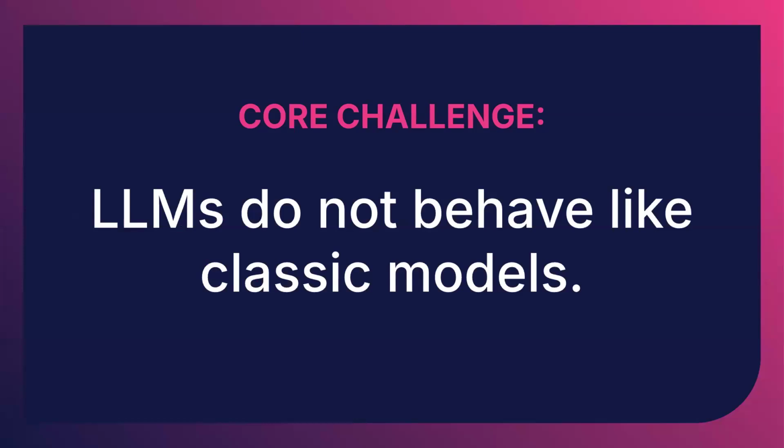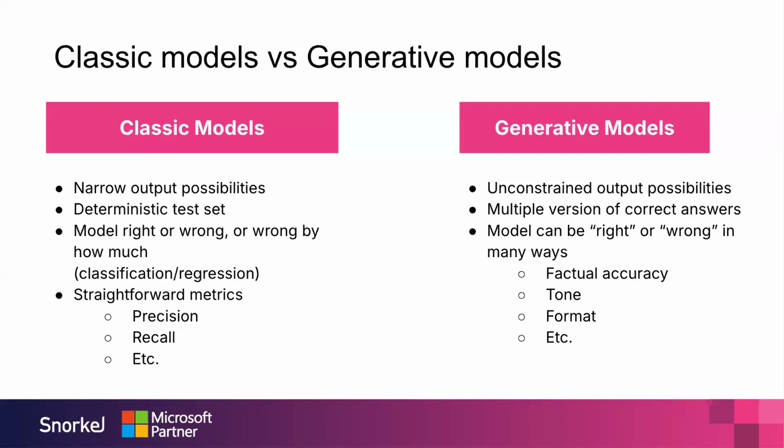LLMs do not behave like classic models. You all know this. Classic models produce a value within a constrained space, whether that's a category or a number, and this is much easier to quantify. It's either right or wrong on a record-by-record basis, or it's wrong by some amount, and this lends itself to easy metrics, to accuracy, to F1, to your R-squared. Whatever metric you want to use, there is some nuance, but the math is very straightforward on a record-by-record basis.